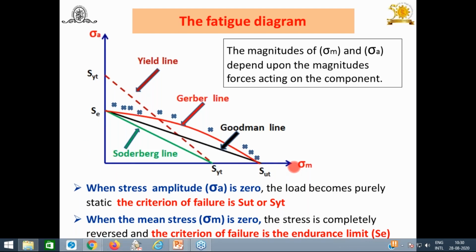Second thing, I will explain all the things again. This is the mean stress. The magnitudes of sigma mean and sigma A depend upon the magnitude of the forces acting on it. Magnitude of the forces means maximum force and minimum force. That means fluctuation from maximum to minimum or vice versa, minimum to maximum, that you have to take into account.